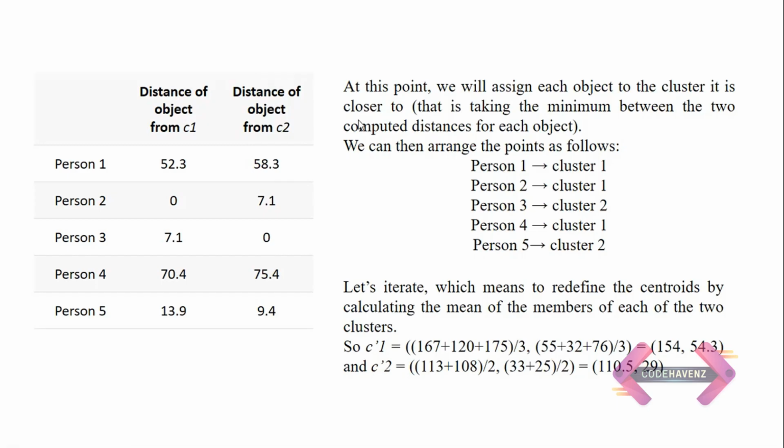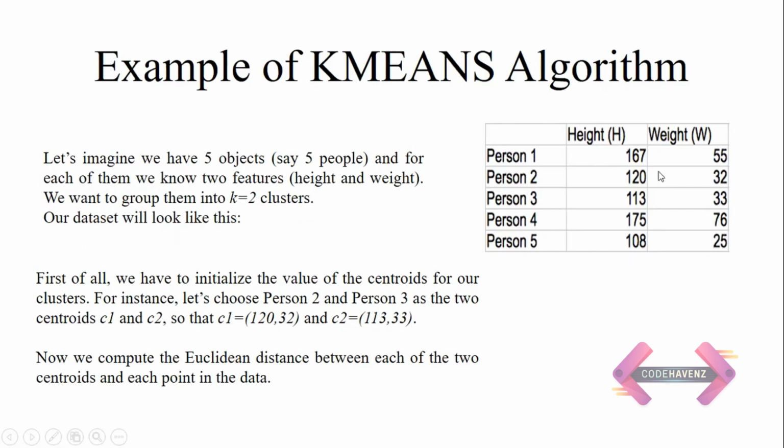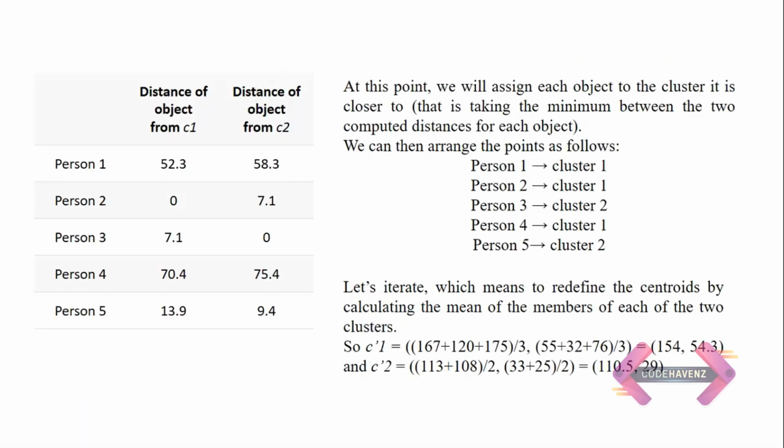After that, we have again redefined the cluster centroid. For redefining the cluster centroid, what we have done is we have taken the height values and weight values of person 1, person 2 and person 4, the three persons which are clustered into cluster 1, and I have taken the average of those values.